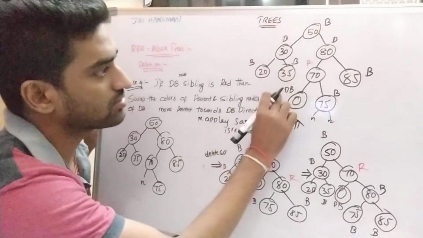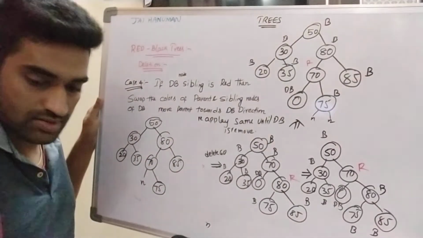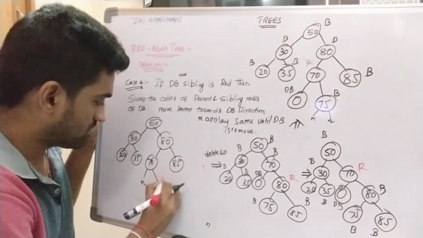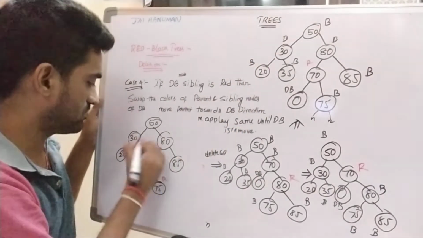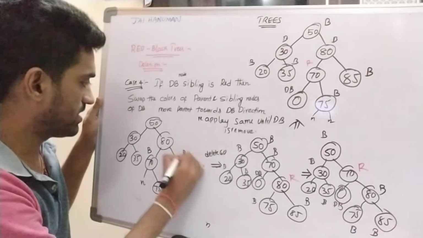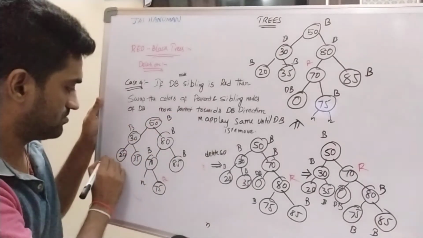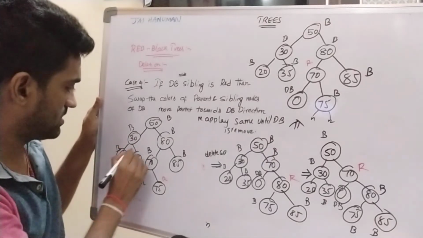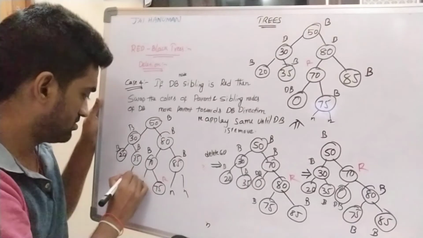So the double block sibling color becomes red. Now this becomes red. Parent is red, it becomes black. Black, black, black, black, black.